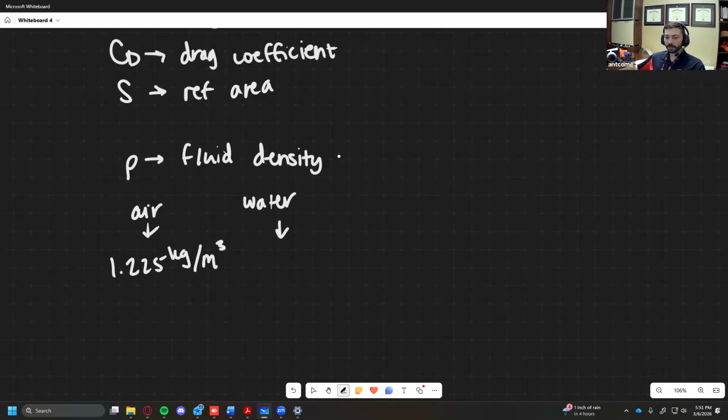Does anyone know the density of water? I should know this, but I'm an aerodynamics person, so I have an excuse. Does anyone know off the top of their head?